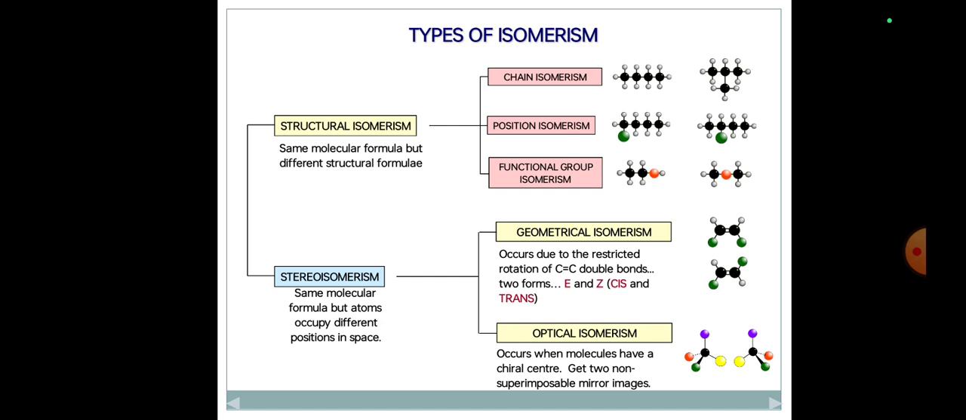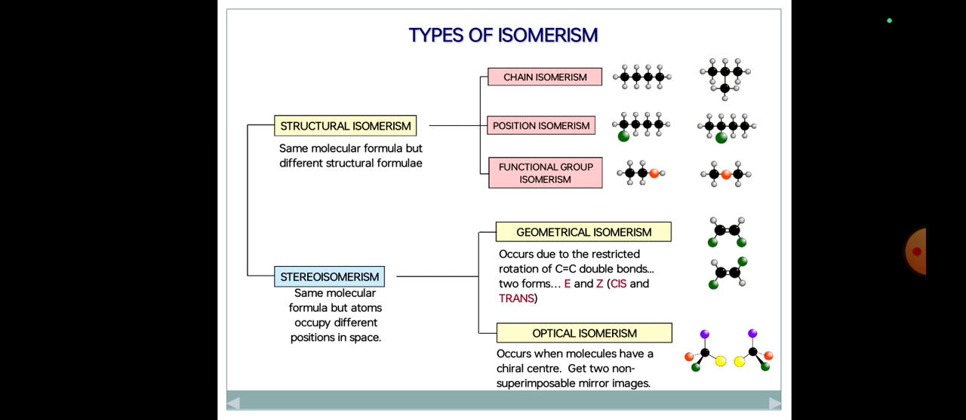Now we come to the types of isomerism. There are two types of isomerism. First one is structural isomerism and second one is stereoisomerism. Now come to structural isomerism. Two or more compounds with the same molecular formula but different structural formula are known as structural isomers, and this phenomenon is called structural isomerism.